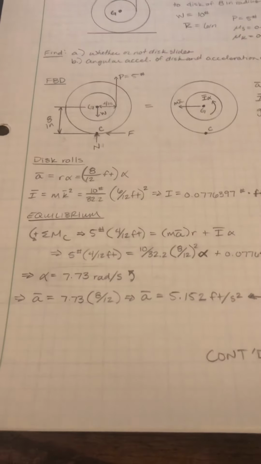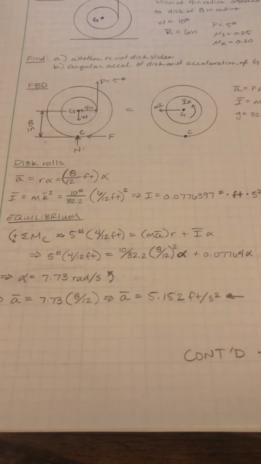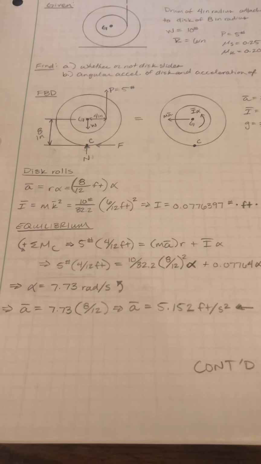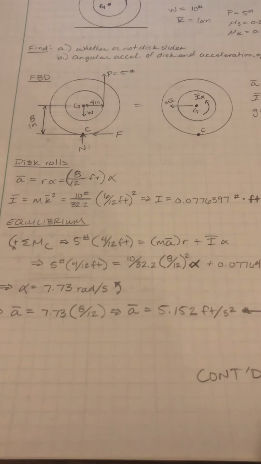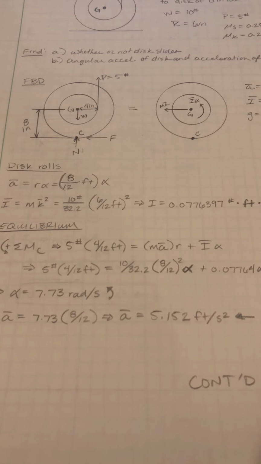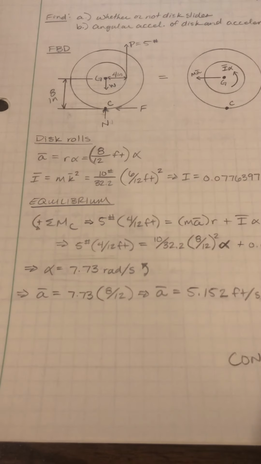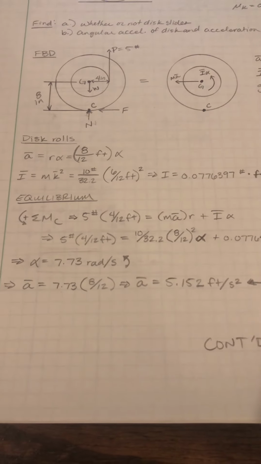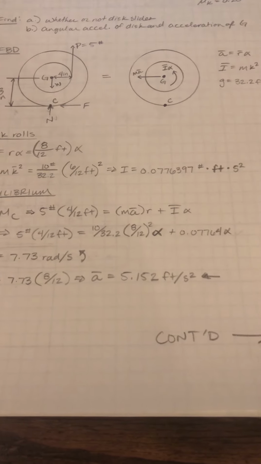Putting that into moments about point C, which gets rid of 2 forces, we have the 5 pounds times the radius, 4 over 12 feet, is equal to the mass times acceleration times the radius plus moment of inertia times alpha. Plugging in the values, we get alpha is equal to 7.73 radians per second squared counterclockwise, and we find acceleration is equal to 5.152 feet per second squared to the left.